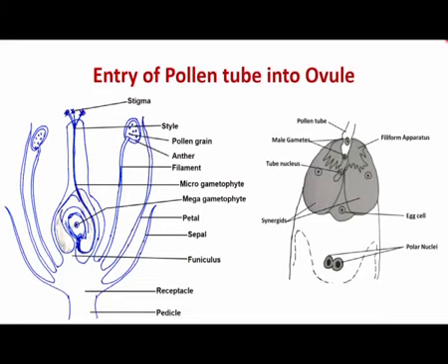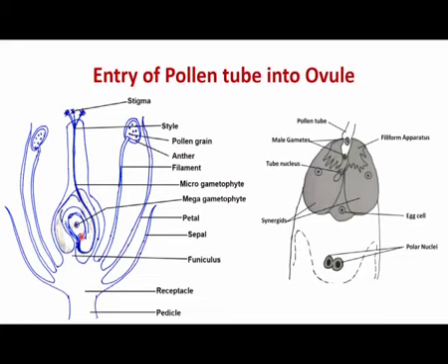So, in the process of pollen tube entry into the ovule, after reaching the ovary, the pollen tube enters the ovule. The pollen tube has three different directions to enter into the ovule. Either it will enter through the micropylar site, or it will enter through the chalazal end, or it will sometimes enter laterally into the ovule.